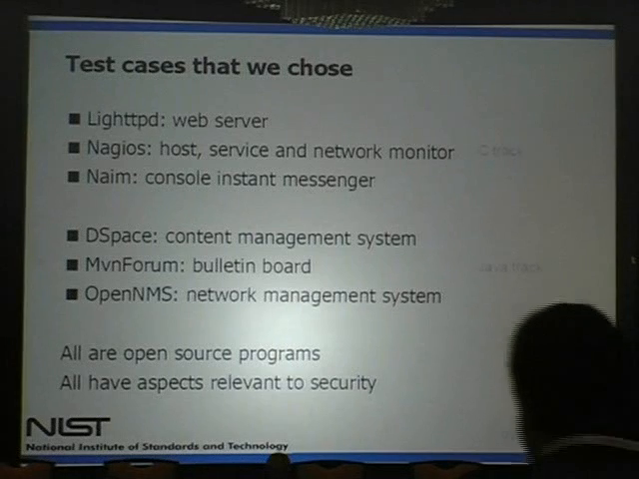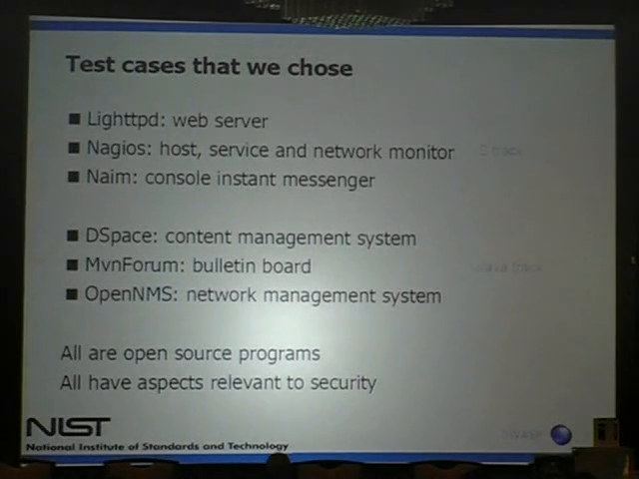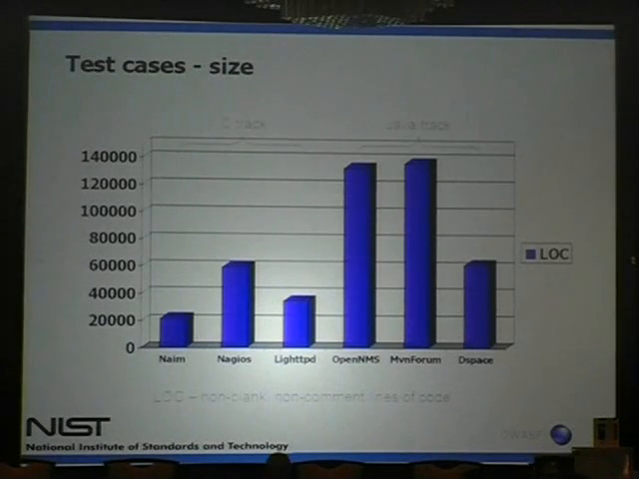Now about the test cases. We had 2 tracks. For the C track, we chose Lighttpd, Nagios, and Naim. And for the Java track, we chose DSpace, MVNForum, and OpenNMS. All of them are open source programs, and we tried to choose them so each one has some aspects relevant to security. This is the size of the programs. It ranges from about 20,000 lines of code to about 130,000 lines of code. The Java programs are somewhat larger, mostly due to the nature of the language.